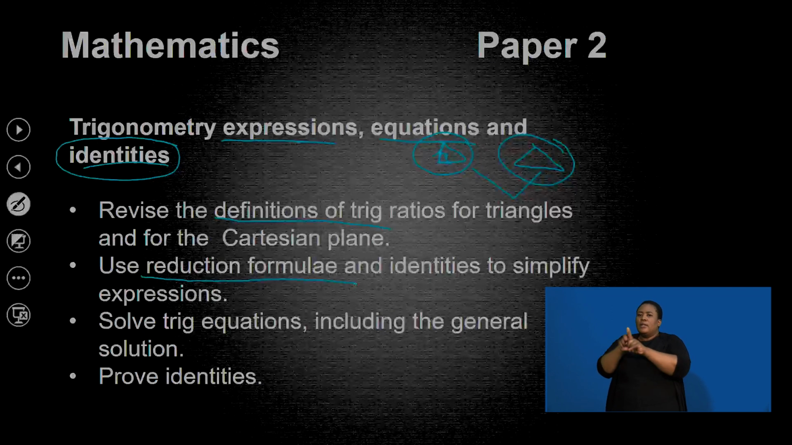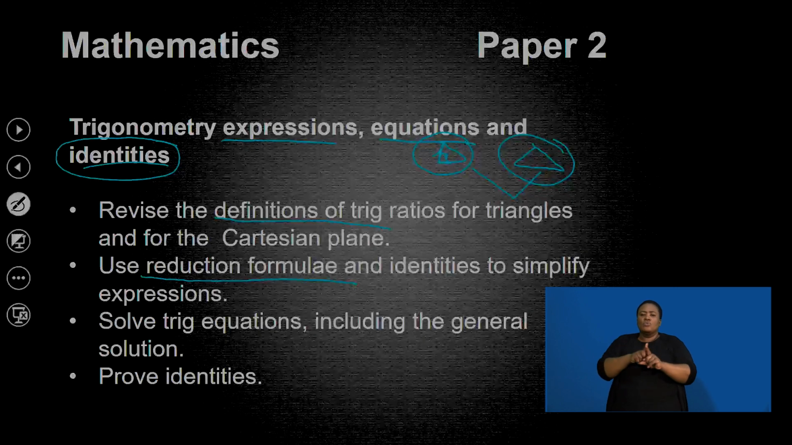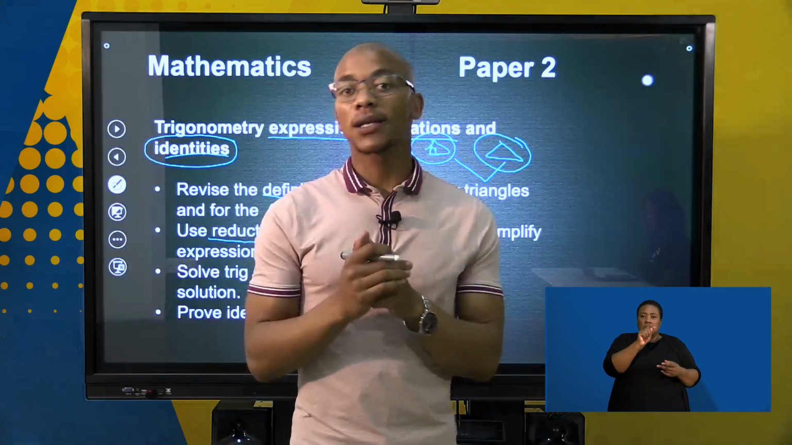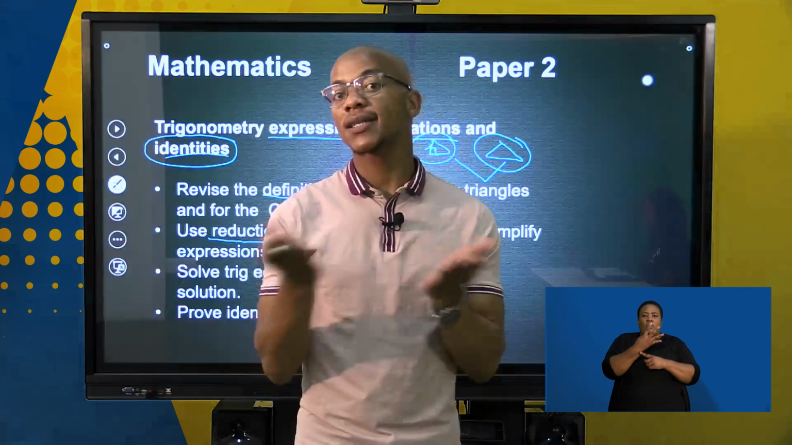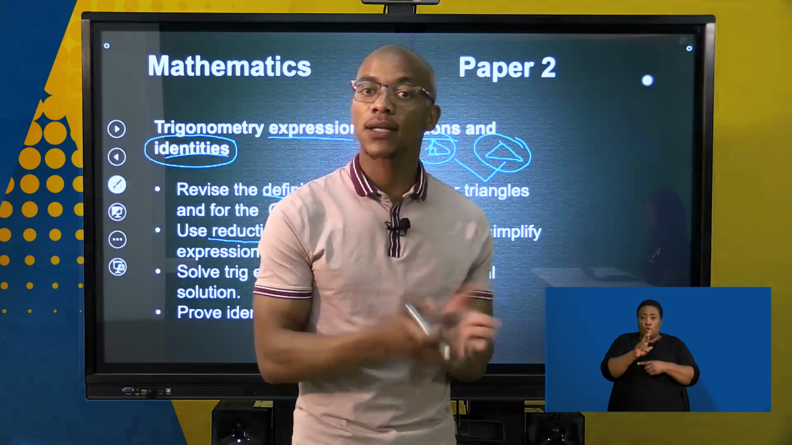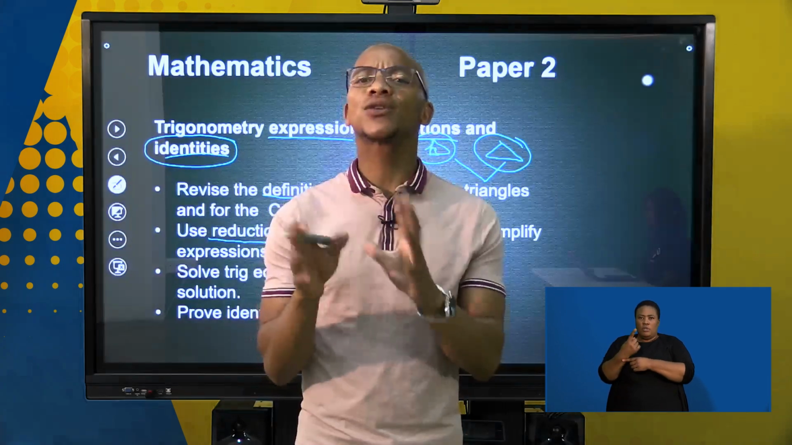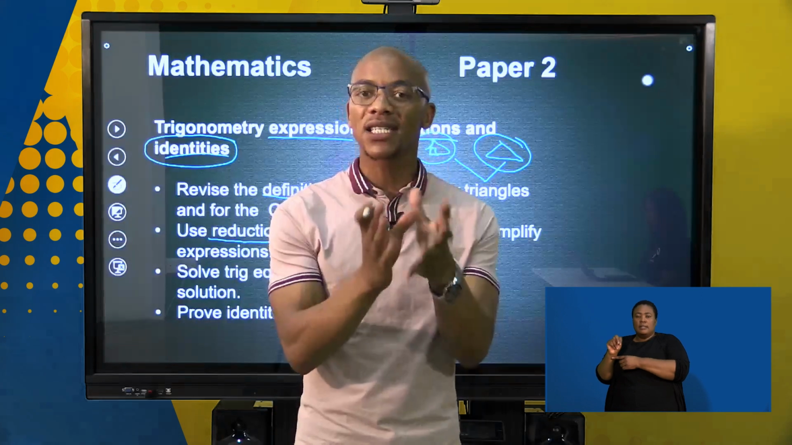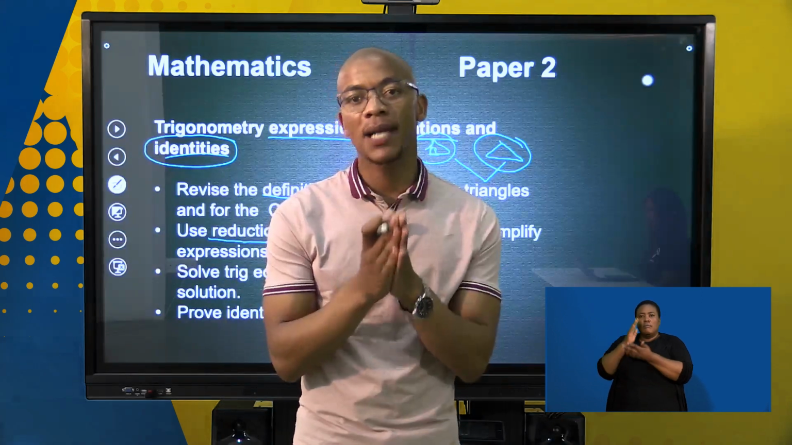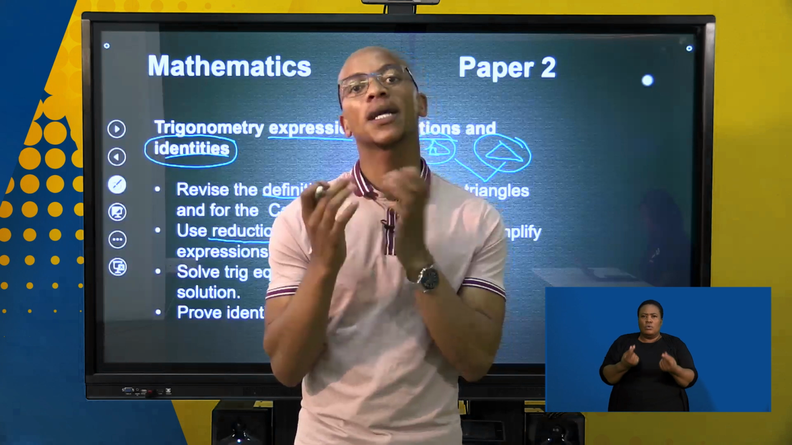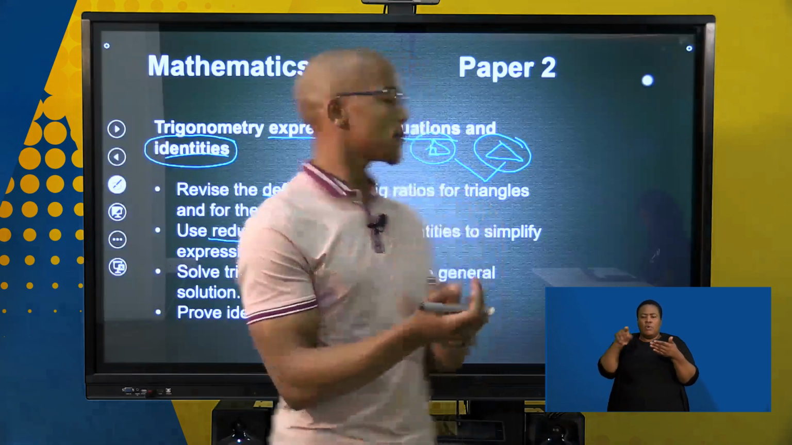Also use your reduction formulae and identities to simplify expressions. I think most of us know this thing where they say CAST, meaning cos is only positive in the fourth quadrant, all ratios are positive in the first quadrant, sine is positive in the second quadrant, and tan is positive in the third quadrant. So make sure that you locate the reduction formulae according to the Cartesian plane and according to the CAST diagram in order for it to make sense, please.